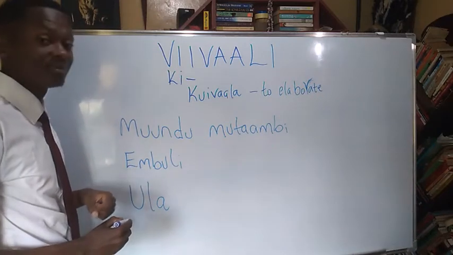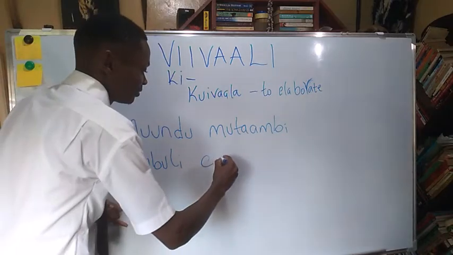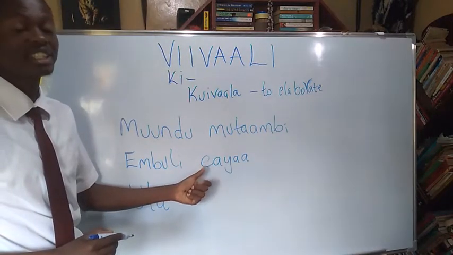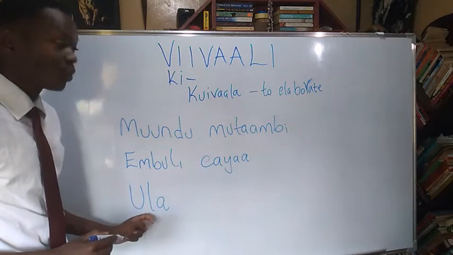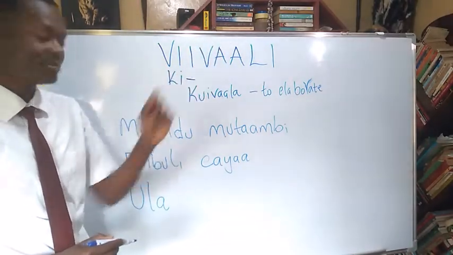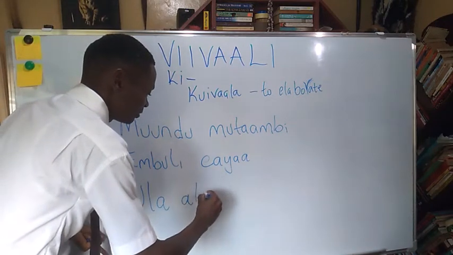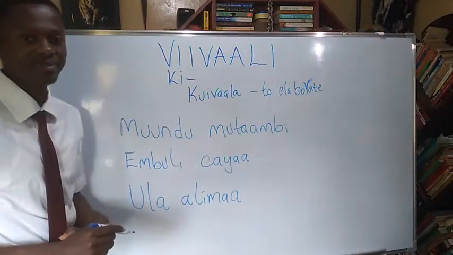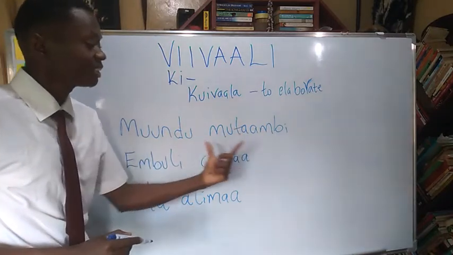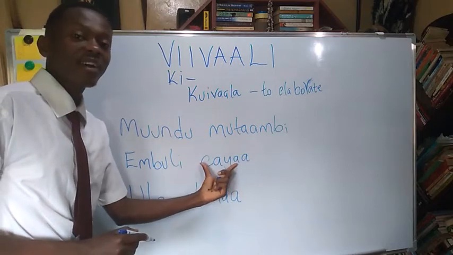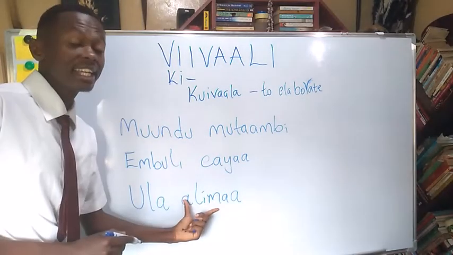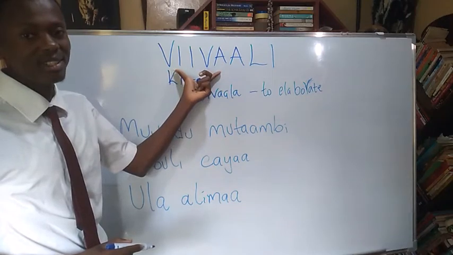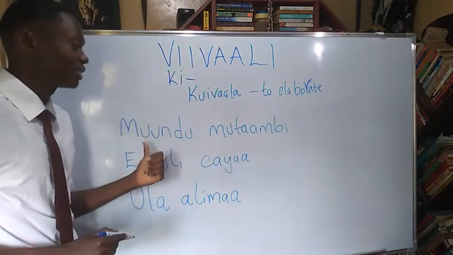Emburi, the goat. Eada, the goat is grazing or it's eating. Then ura, that person. Ura arima, that person or that one is digging. So the three words, mutambi, tall, eada, it's grazing, arima, he's digging or she's digging, are what we call in Lulogooli Viivaali. Because what? They are telling us more about the nouns.